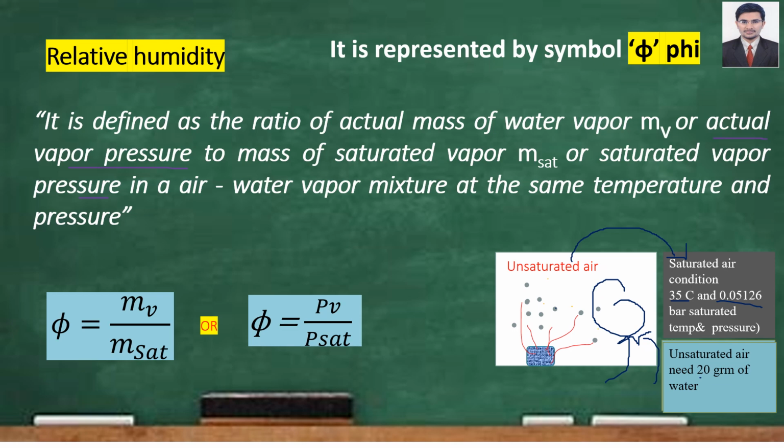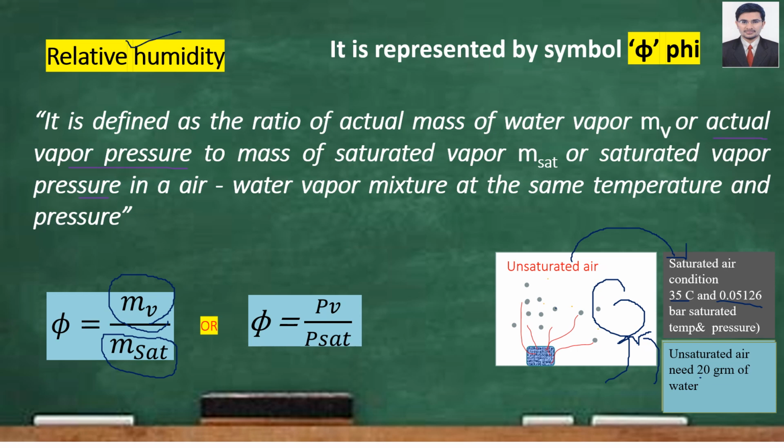So 20 gram is a mass of vapor, that is mv here. And what is the mass of saturated? When air becomes saturated, we measure the mass of saturated air, that is m saturated. So mv by m saturated will give the value of phi, that is relative humidity.